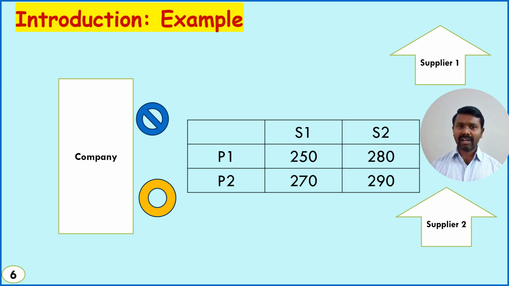First, whatever data you have, you will write everything in terms of a matrix. For example, now product 1 we will call P1, that will cost from supplier 1 as 250 rupees and from supplier 2 as 280 rupees. And product 2, P2, the quotation cost is 270 rupees from supplier 1 and 290 rupees from supplier 2. So in this way you will be writing the full data in terms of a matrix. This is called the formulation of assignment problem. Once you formulate, you will be solving the assignment problem.